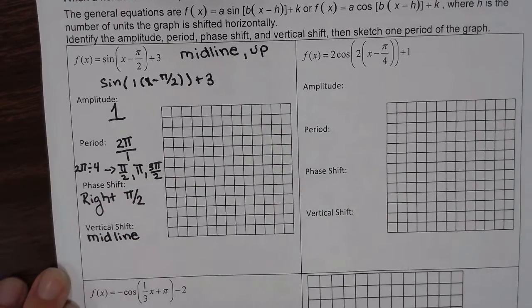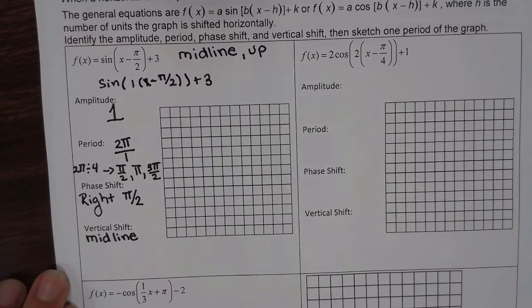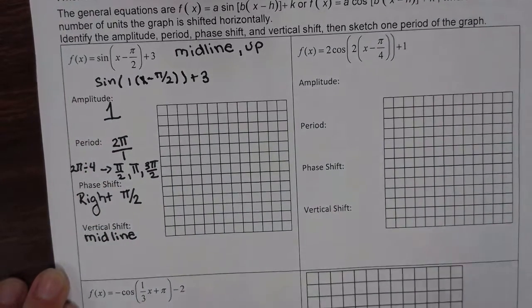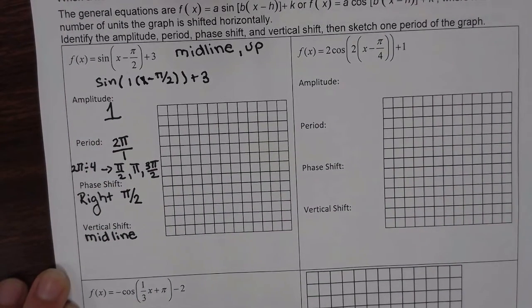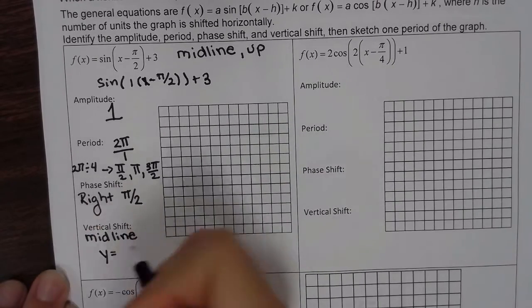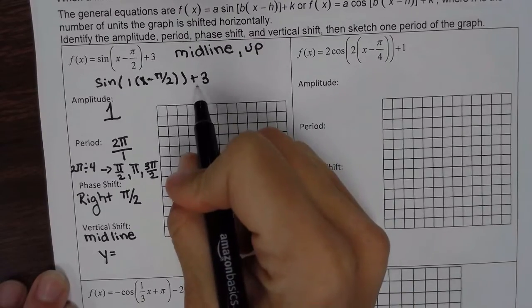Last video I made a mistake because when I put it in function form or line form, because it's a horizontal line, I wrote down the wrong variable. So the midline in this case is going to be y equals, and we're going up 3.